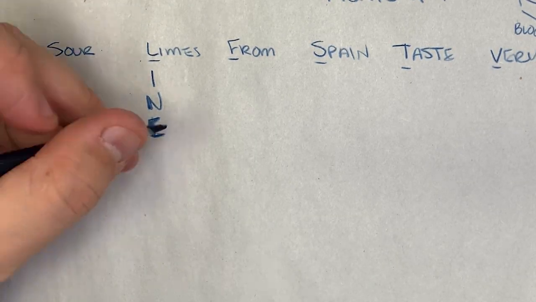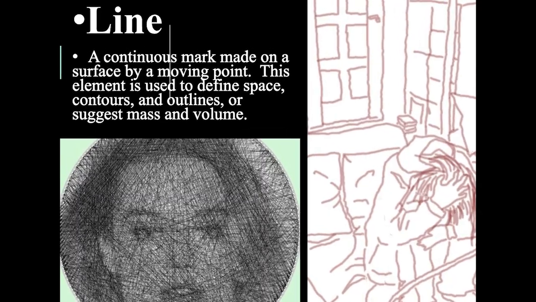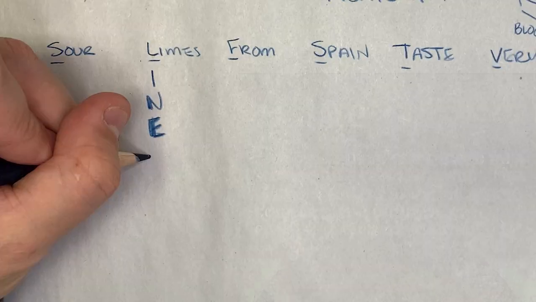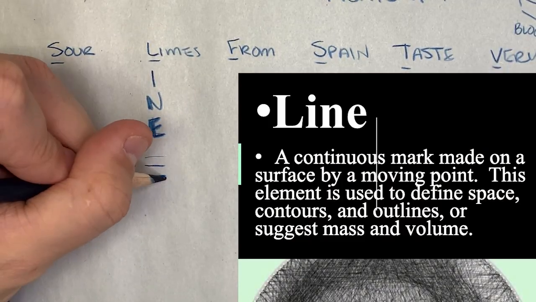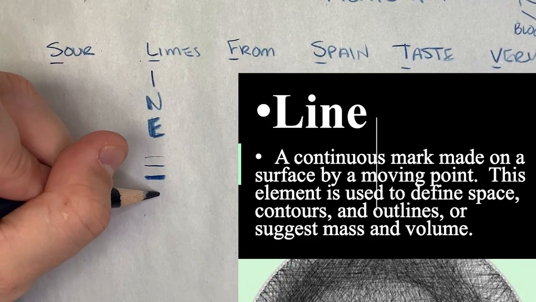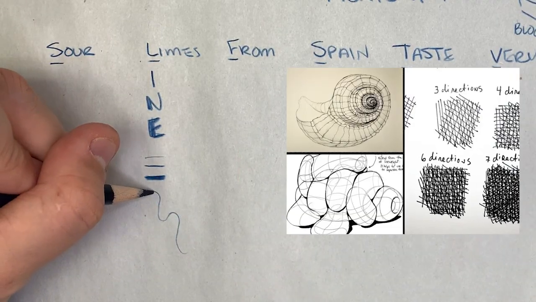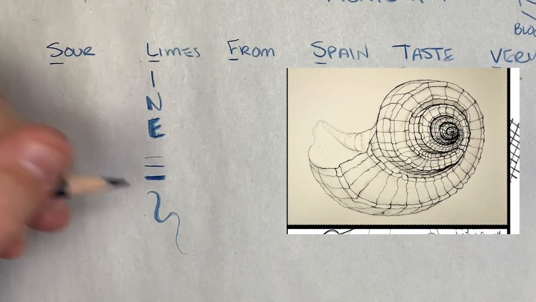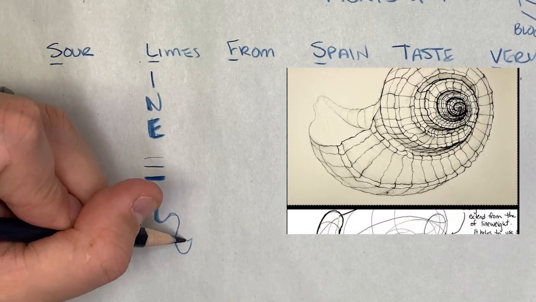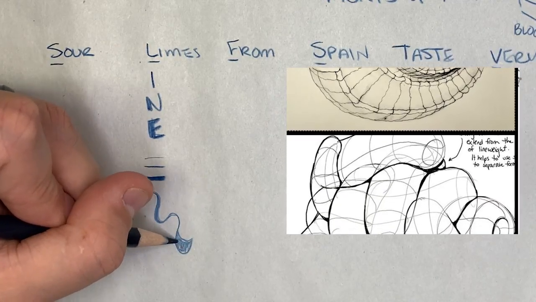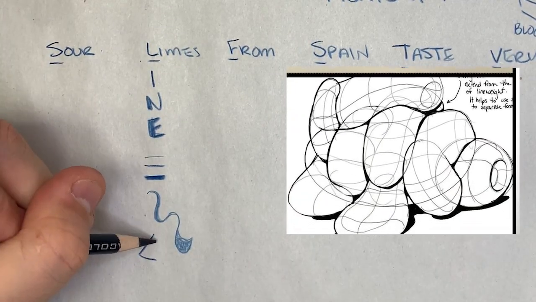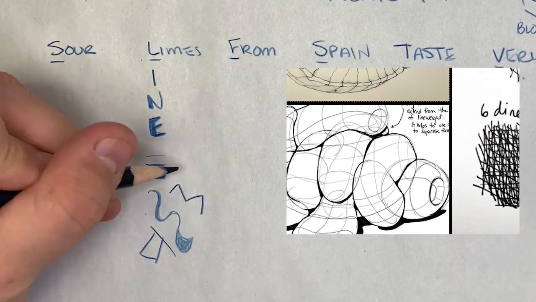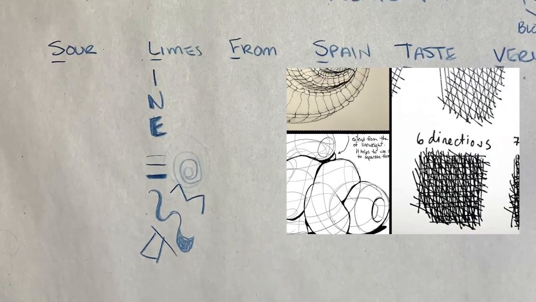It's the line. A line can be described as a continuous mark made on a surface by a moving point. Lines are extremely useful and versatile. One of the ways that we can use a line is by varying its line weight or thickness. One of the ways that we can use line weight is to help us to describe edges of forms. We can also use line weight to describe shadows and light. And finally, if we put enough lines together, we can actually create values using lines as well.